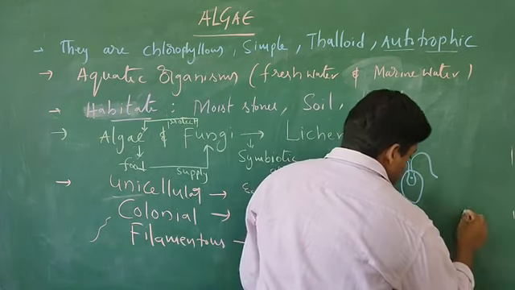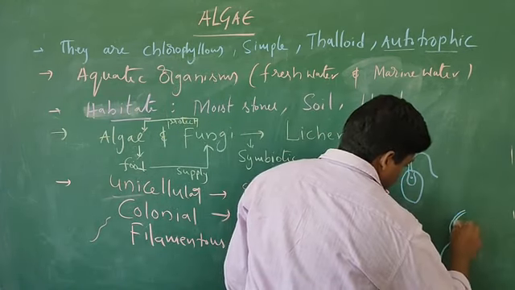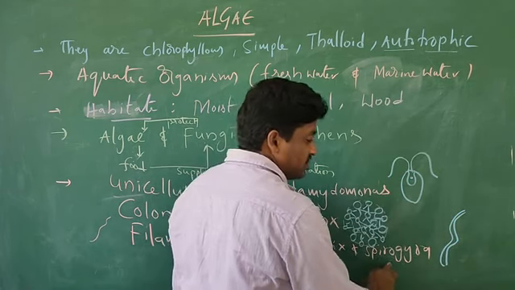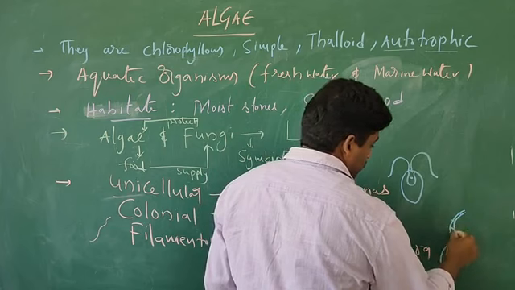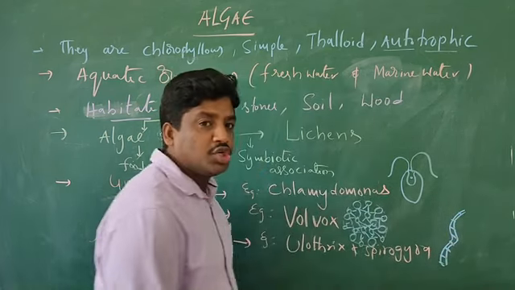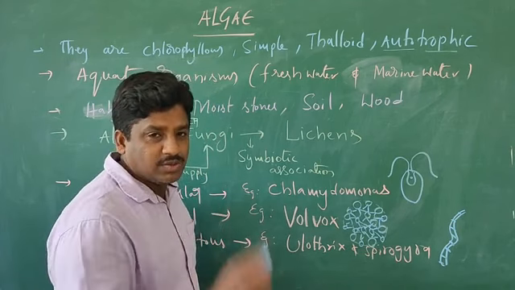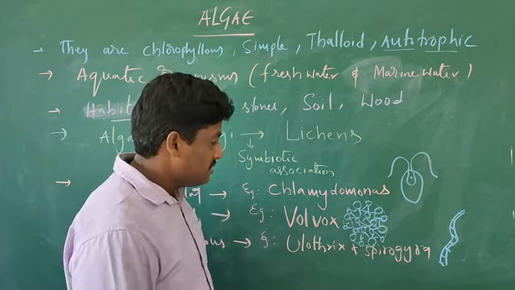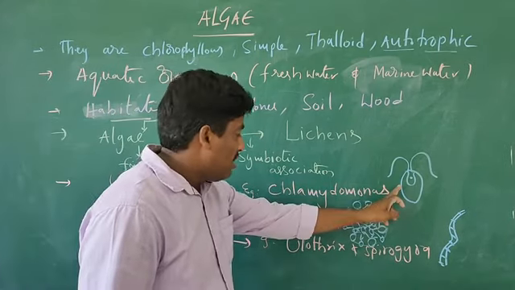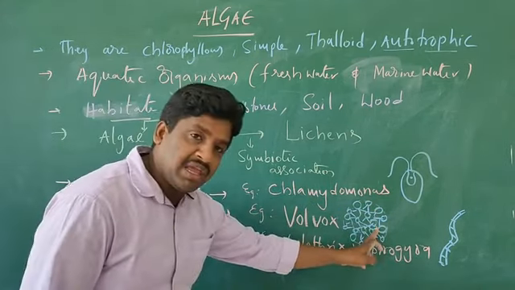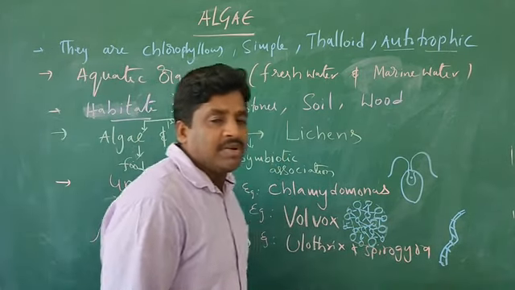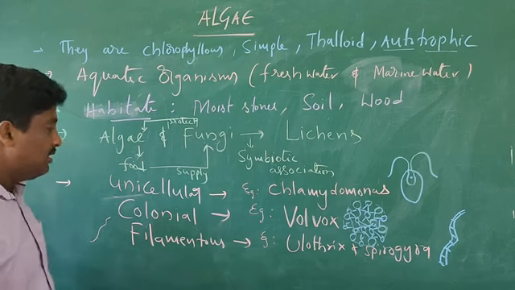This is like a spiral shape. Spiral means the spiral shape is present. So this filamentous form is a small thin tube-like structure. So the algae may be unicellular organisms, may be colonial forms, and may be filamentous forms. Any one type is present in the world.